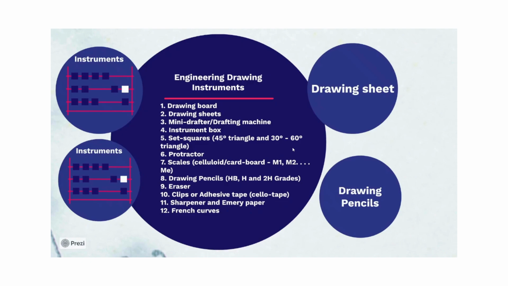After that we come to the instrument box. Instrument boxes are sets of instruments, as mentioned below. Then the set squares: there is a 45-degree triangle, and 30-60-degree triangles are also present. These are the basic set square triangles we need for drawing engineering drawings in basically every diagram.